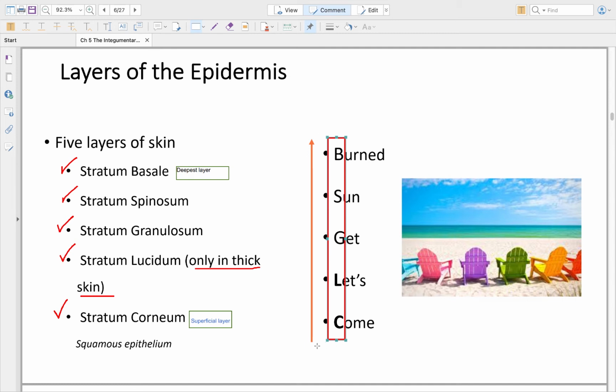This is the most superficial layer. So really, if I was taking a needle and poking your skin, it's going to go this way. All right, so that's how you remember this. Come, let's get sunburned, and always remember that the superficial layer, the outer layer, is the corneum, and the deepest layer is the basal layer.